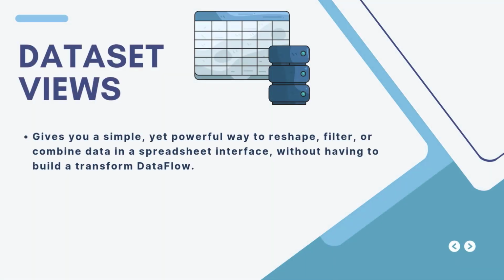Another way of transforming data in Domo is via Dataset Views. It gives you a simple yet powerful way to reshape, filter, or combine data in a spreadsheet interface without having to build a transformed data flow. It is similar to a saved SQL view, which is a virtual table that references the physical one.